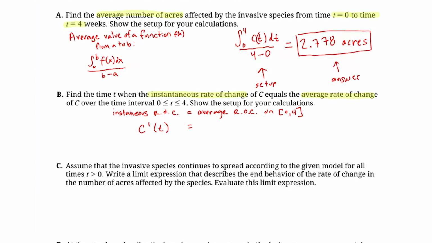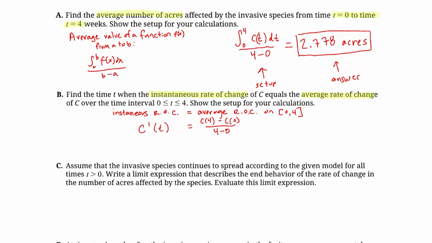Now, the way to calculate average rate of change is you simply use the endpoints of your interval and plug those into your basic slope formula. You're trying to find the slope of the secant line between those 2 points. So this is going to be c of 4 minus c of 0 over 4 minus 0. So we're looking for what t value does this equation hold.